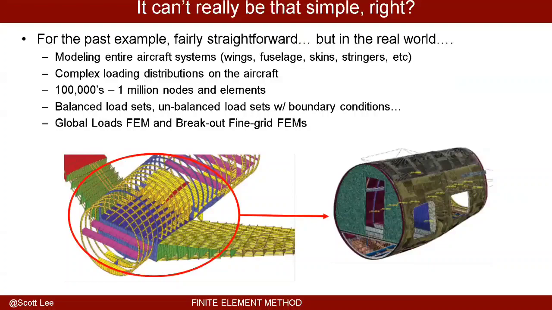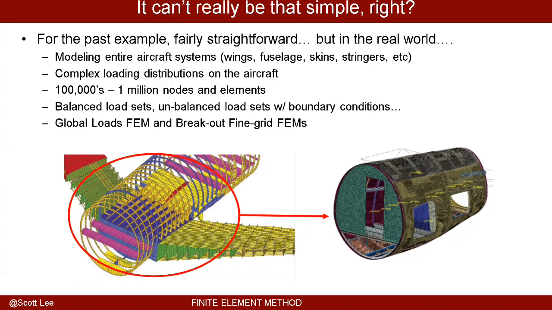It can't really be that simple, right? So yeah, that past example was extremely straightforward, but unfortunately in the real world, where you're dealing with complex systems such as aircraft, which is what I typically deal with, you're modeling entire aircraft systems. You're modeling the wings, the fuselage, the skins, the stringers. These structures have extremely complex loading distributions across the aircraft. These models have not 100 nodes, not 1,000 nodes, but hundreds of thousands of nodes, millions of nodes and elements.